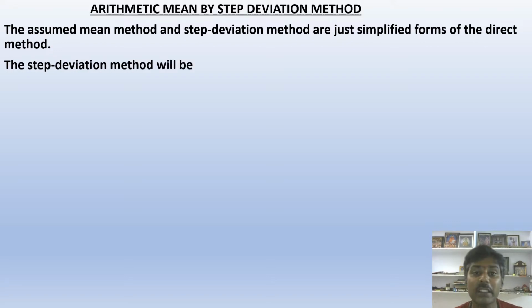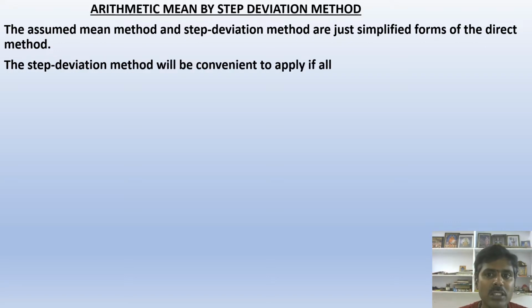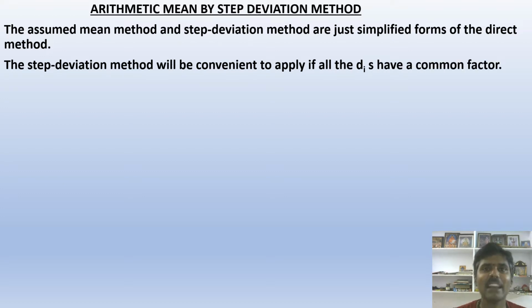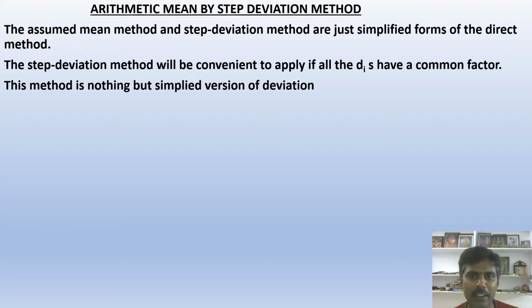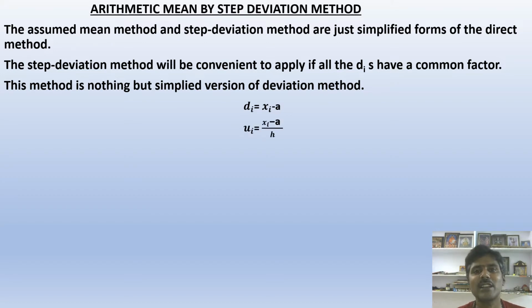The step deviation method is convenient when all the deviations have a common factor, which is nothing but the class interval. Remember, this is a simplified version of the deviation method. So we'll see how it works. di is equal to xi minus a, the deviation, and the step deviation is xi minus a by h, where h is the class interval, the class size, which is the common factor for all deviations. Here a is the assumed mean.